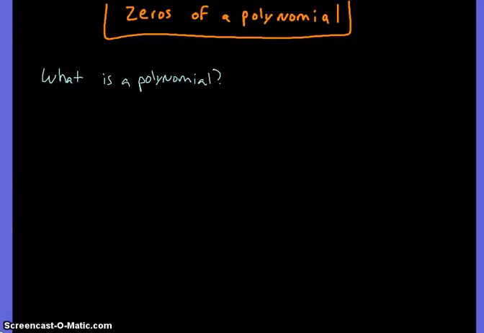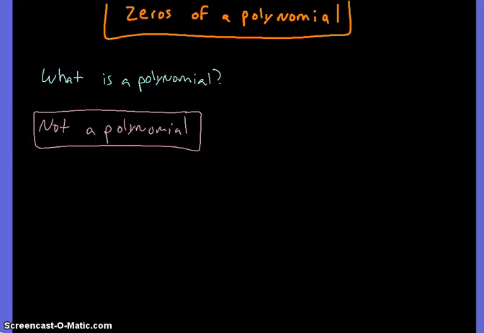Zeros of a polynomial. Now, finding the zeros of a polynomial may be better served by first deciding what a polynomial actually is. To explain that, I may be better off telling you what a polynomial isn't first, and then whatever is left is what the polynomial will be. So, these are things that are not polynomials.